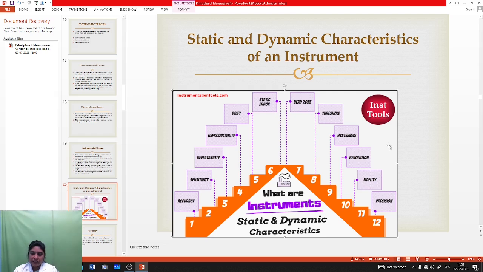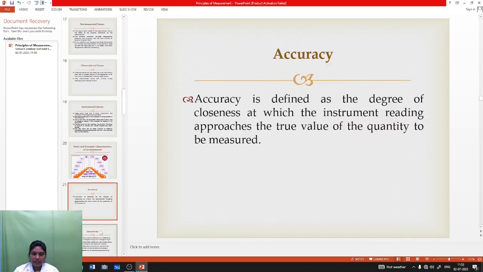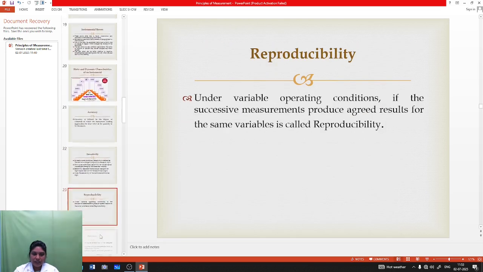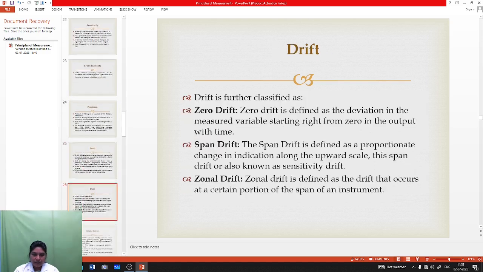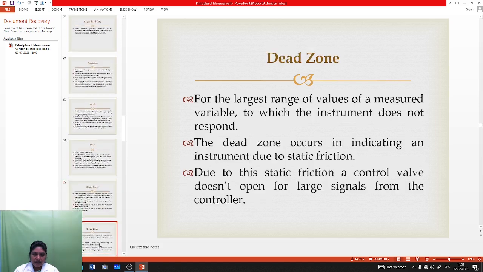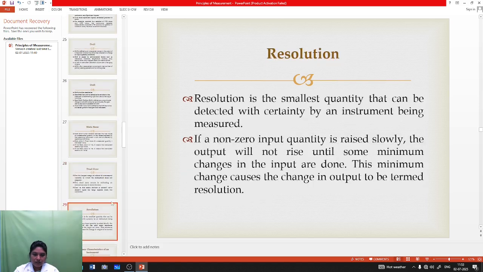Next, this comes under fidelity. This all comes under the dynamic characteristics. So we can see them one by one. Accuracy we already saw, sensitivity we saw, reproducibility and precision, drift, static error, dead zone. So next we can see the resolution.